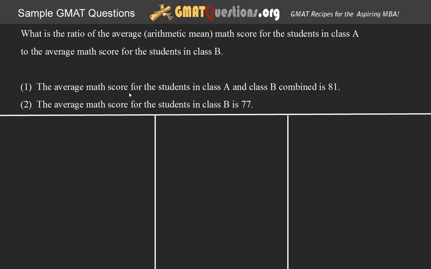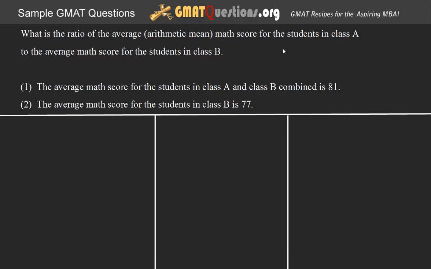So we have here again a weighted average question, and by now it should be clear to you that this is a weighted average question, not just because we are under weighted average, but because we have two groups here. We're given the combined average and we want to find a ratio. So again, recognize that this is a weighted average question when you have something like this on the GMAT. So let's go to work here.